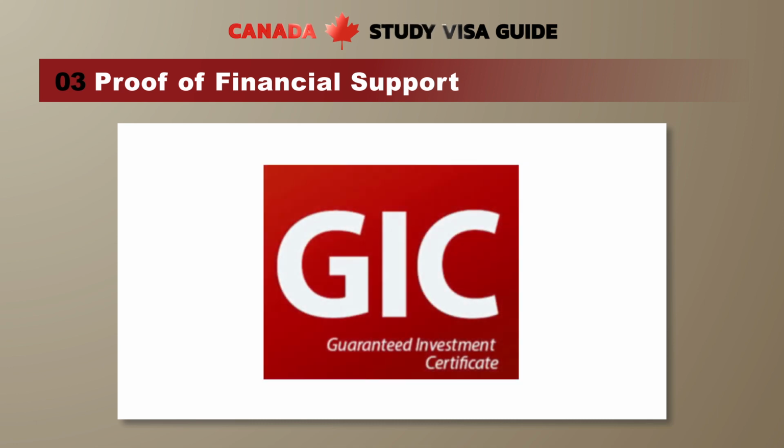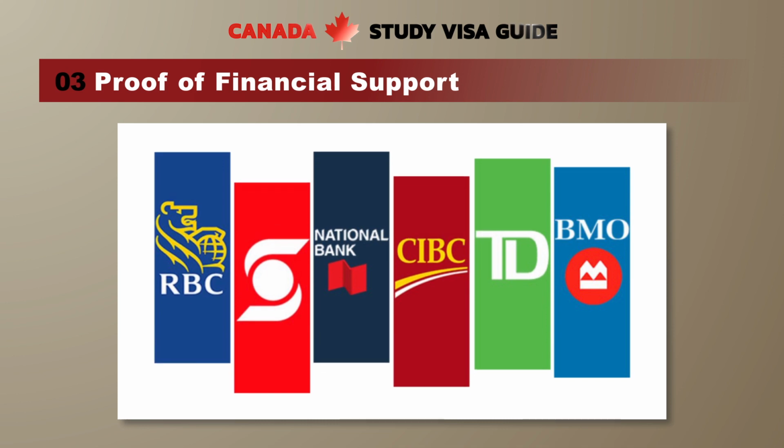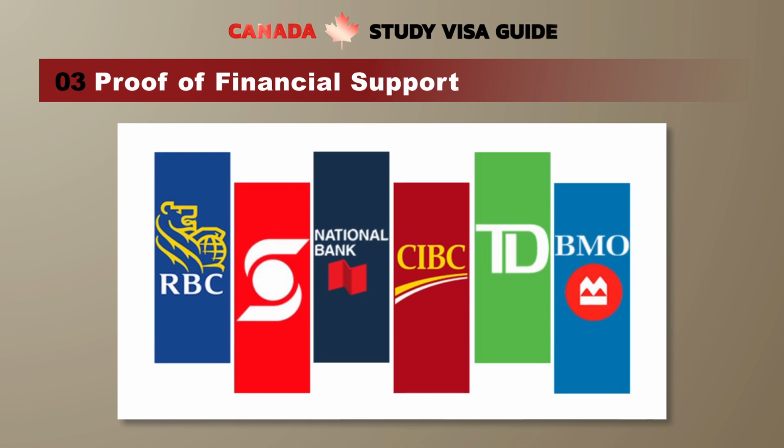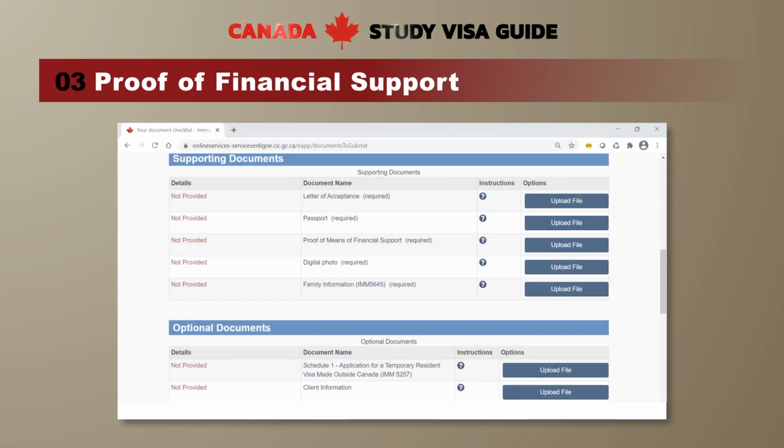Note: Guaranteed Investment Certificate or GIC is most commonly used as financial proof for the purpose of a study permit and can be accessed online under the selected banks in Canada. Once you have it ready, upload the electronic copy of your financial proof to the assigned location.